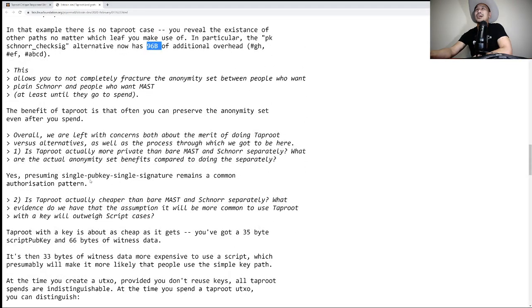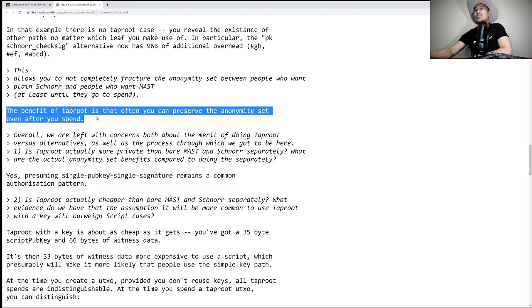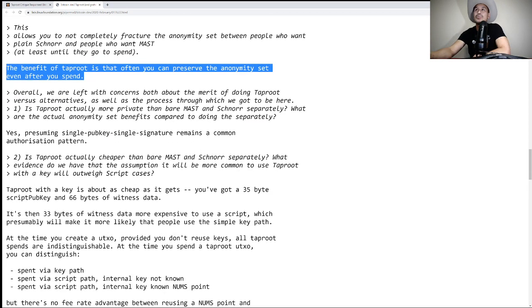This allows you to not completely fracture the anonymity set between people who want plain schnorr and people who want mast, at least until they go spend. The benefit of Taproot is that often you can preserve the anonymity set even after you spend, which is kind of true, right? Like if you're using n of n, you don't reveal anything, so you keep the anonymity set after you spend because nobody knows what the other paths were or who's involved at all.